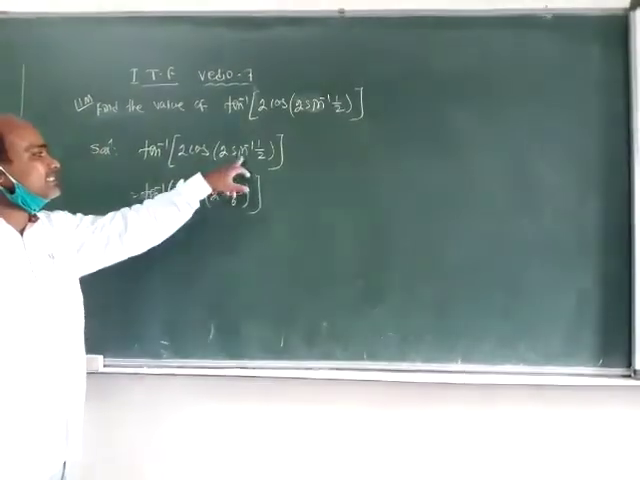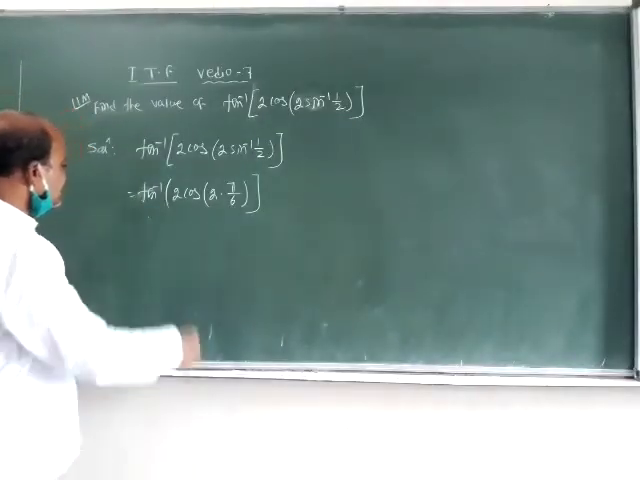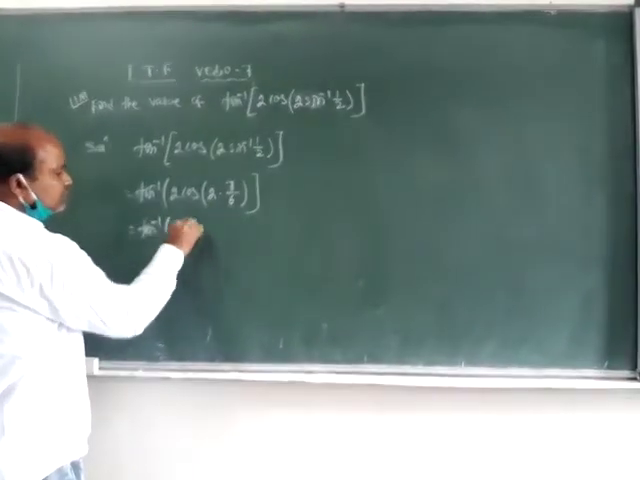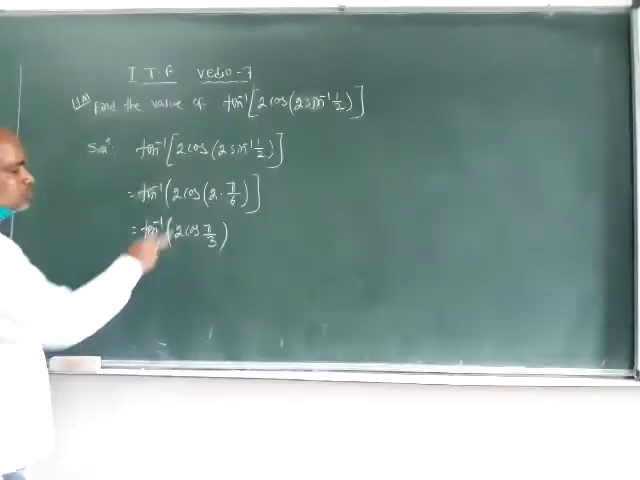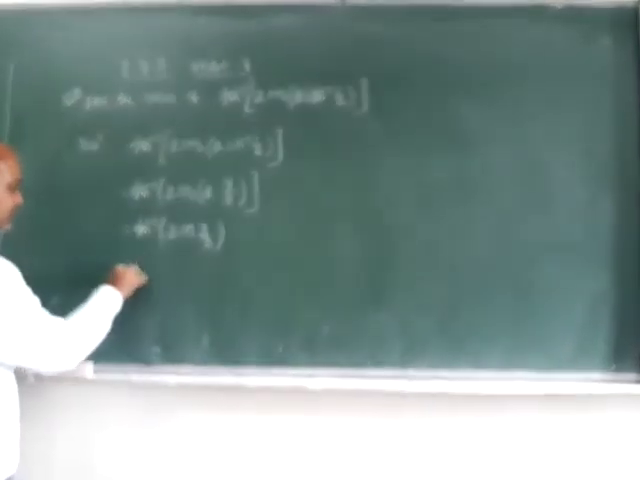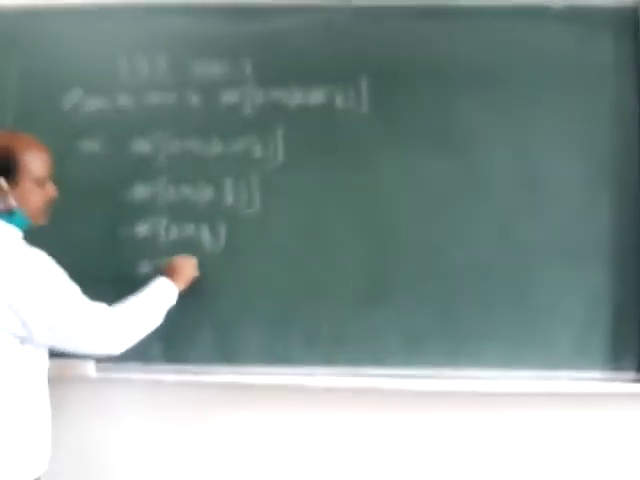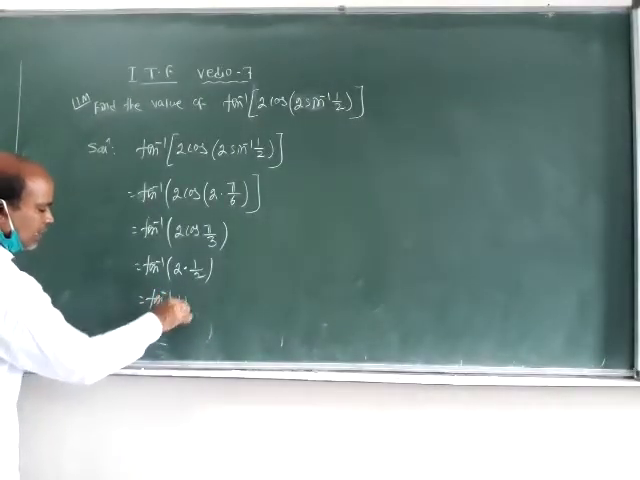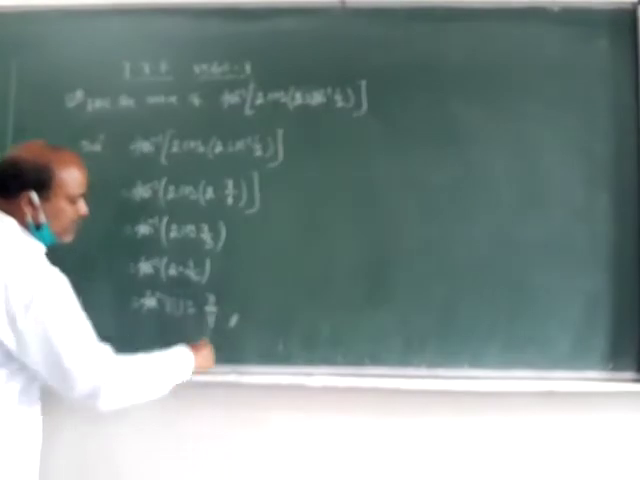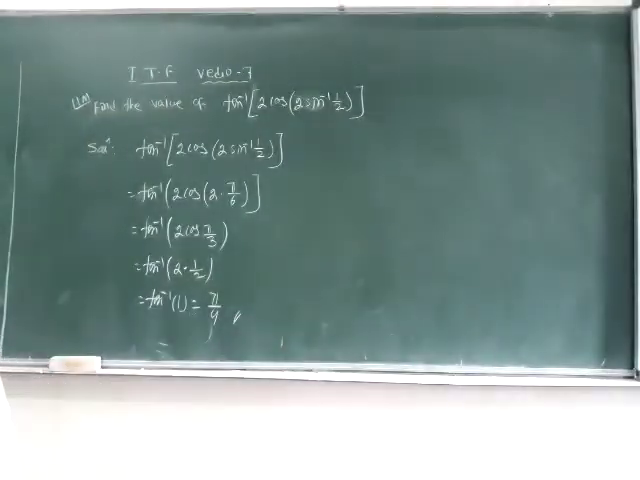Means sin 30 is 1 by 2. Right? So then tan inverse of 2 cos, it is cancelled, it becomes pi by 3. 2 and 6 cancel. So it becomes tan inverse of 2 into cos pi by 3, which is 1 by 2. 2 cancels, tan inverse 1, which gives the result pi by 4. Very simple to simplify. Right? Check it once.